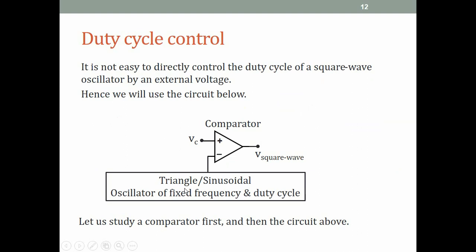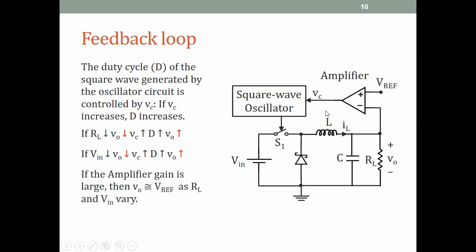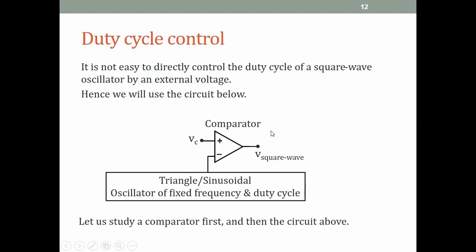So we will have a triangle or a sinusoidal oscillator of fixed frequency and fixed duty cycle, and Vc is this voltage, and we'll connect these to a comparator, and the output will be a square wave whose duty cycle will be controlled by this voltage Vc. So to understand this, let us first study a comparator, and then we'll study how this circuit works.